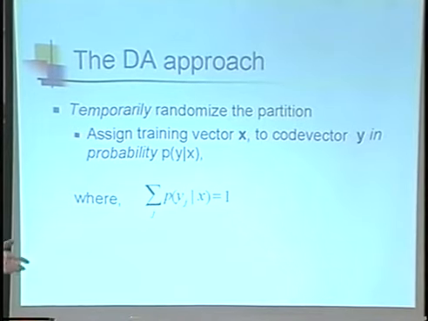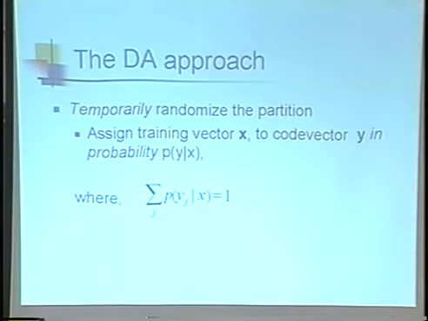The first take on it is we say, let's just temporarily randomize the partition. Temporarily means for the purpose of the design. We are not going to, in the end, be using some kind of random clustering solution, but just for the purpose of the design. So a training vector x is assigned to code vector y with probability p of y given x, where of course these are normalized to 1.